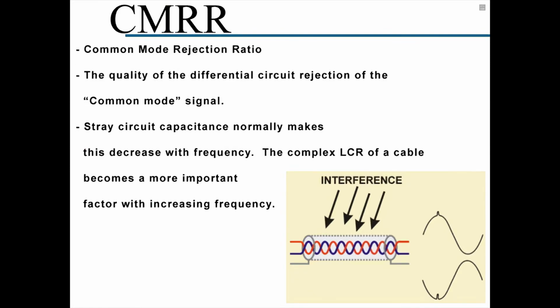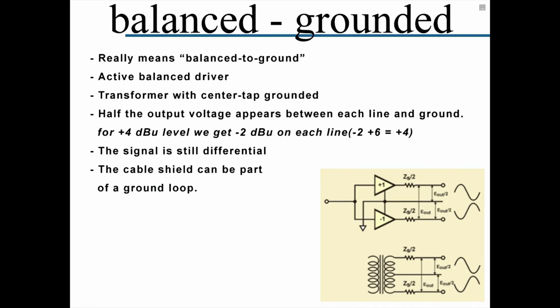Balanced audio lines can be run over long distances with virtually no noise induction and are suitable for professional applications. Traditional telephone lines are of this type. Balanced audio circuits can be grounded or floating.